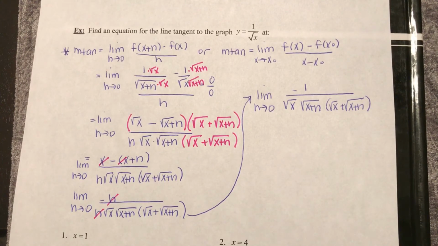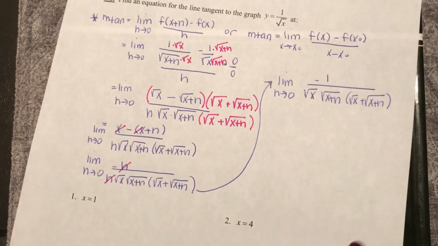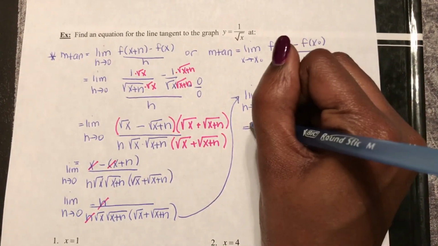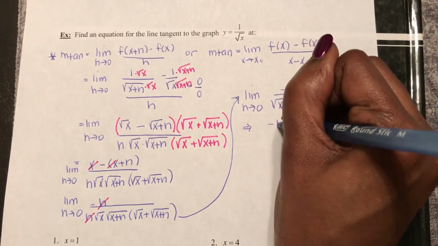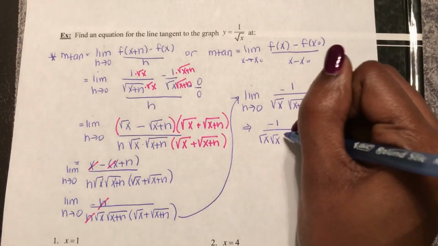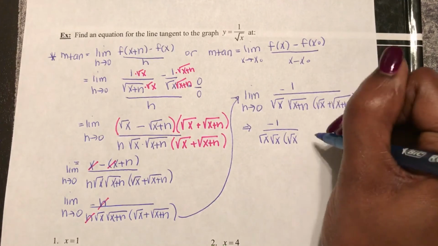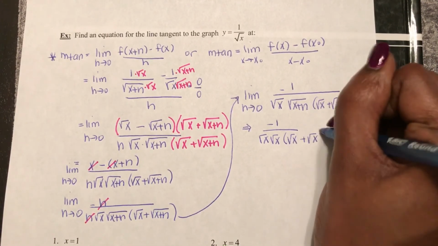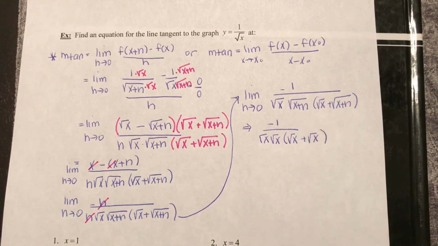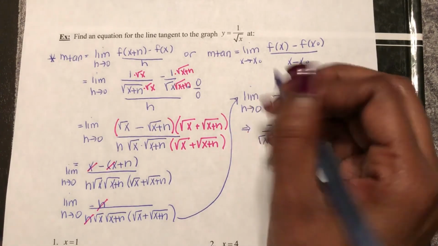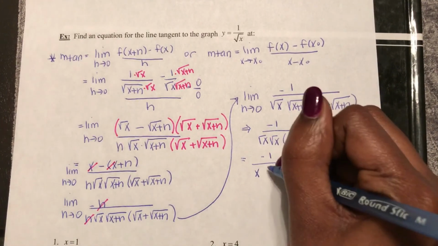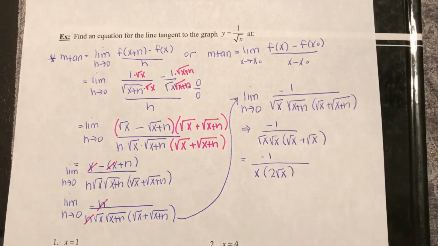So now I can do direct substitution of 0, and I get negative 1 over square root x plus square root x, because both of these h's go away to zeros. So square root x multiplied by square root x is x, and this is 2 square root x.